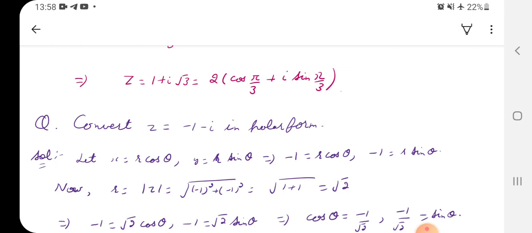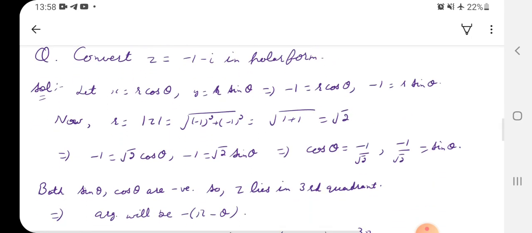R you have to find. R is the magnitude of that number, which will be root of (-1) square plus (-1) square, which is root of 1 plus 1, which is root 2. You got your r as root 2. Substituting the value of r in both the equations, you will get -1 equals root 2 cos theta, -1 equals root 2 sin theta.